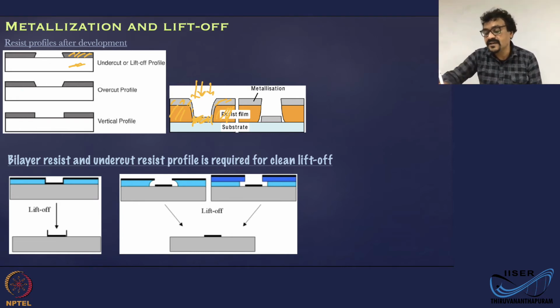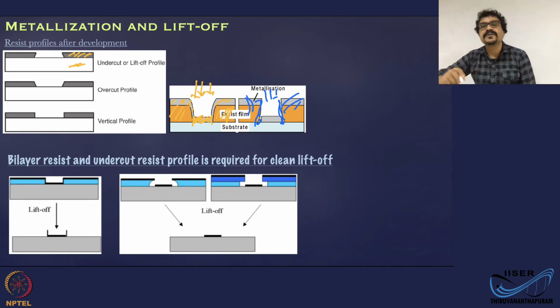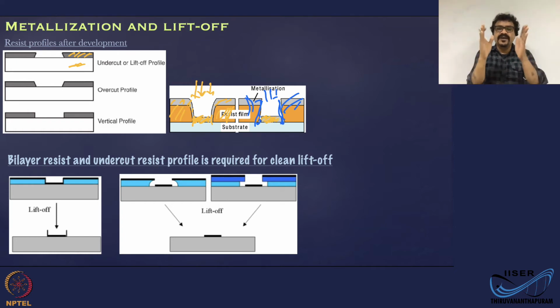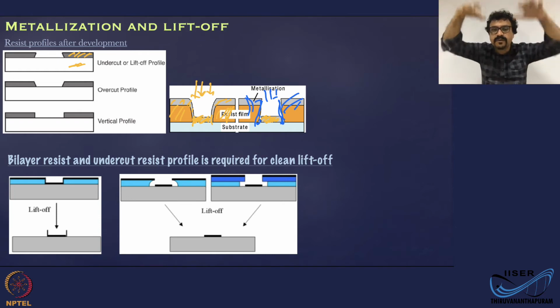But in this case, since it's a continuous film, the liftoff will not be clean, because liftoff needs an undercut profile where you have a wider bottom region, so that when you deposit metal, you get breaks or a discontinuous film, so that it's easy to peel off this region and this region. Then you eventually end up with only this piece of metal on the surface. Since you have metal coated on the sidewalls in an overcut profile, it is a continuous film of metal when you look from the top.